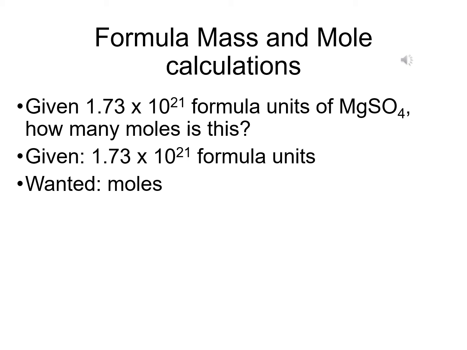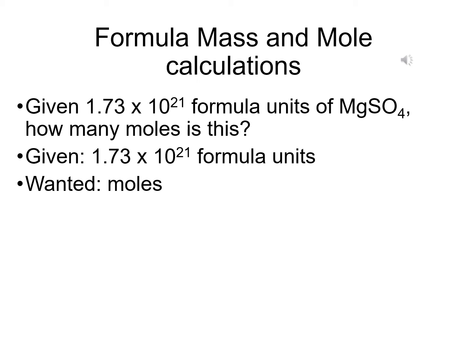So on the bottom of our conversion factor, we'll need to know how many formula units are in a mole. So there are 6.02 times 10 to the 23rd formula units in a mole. So we have 6.02 times 10 to the 23rd formula units on the bottom, and we have 1 mole on top. And we then do the math. 1.73 times 10 to the 21st divided by 6.02 times 10 to the 23rd gives us 2.87 times 10 to the negative 3 moles. Now your calculator may have provided a decimal, and that's okay, but you should also know how to convert that to scientific notation.